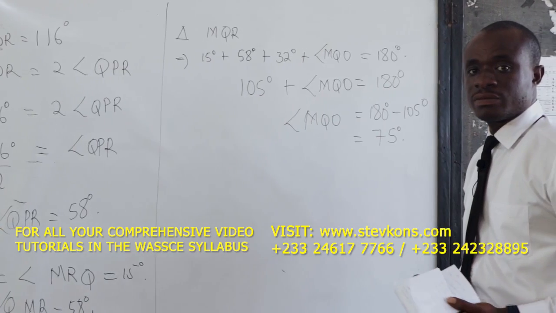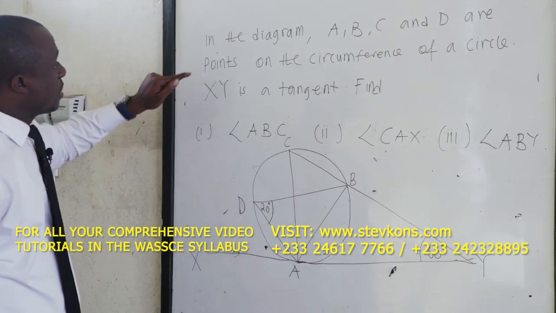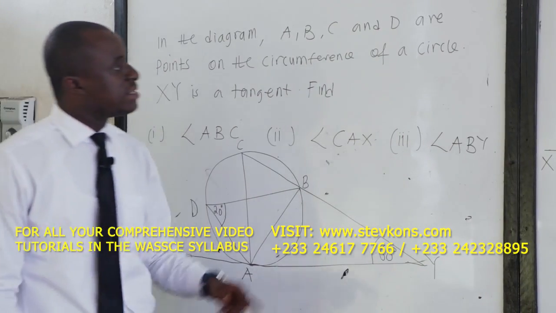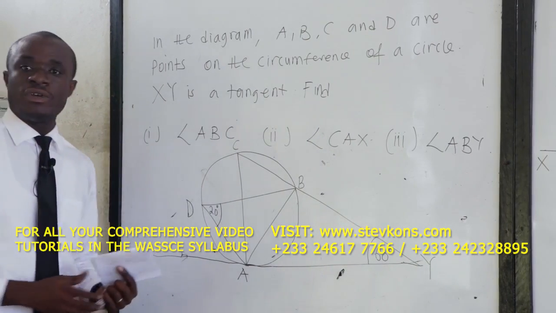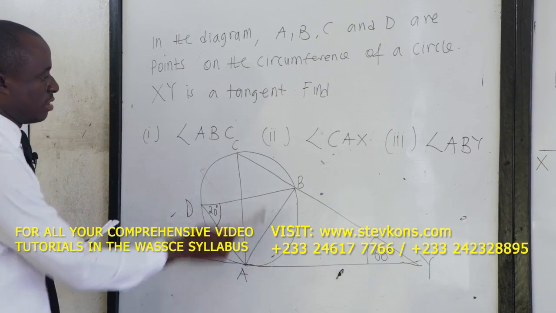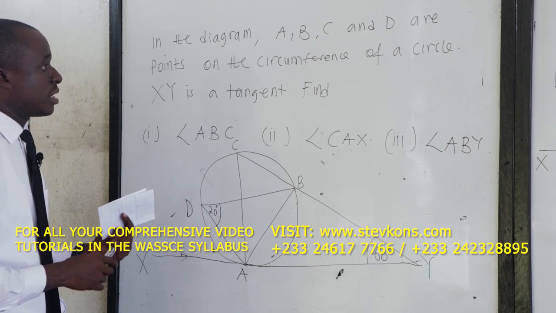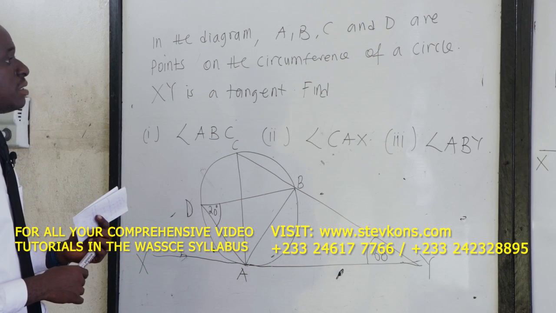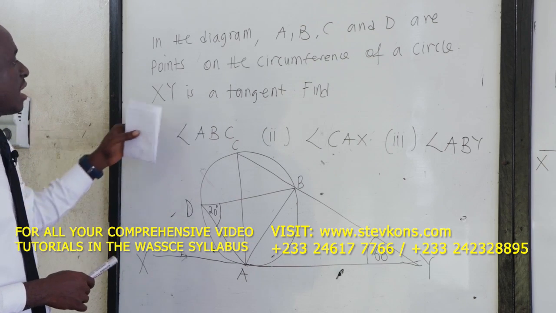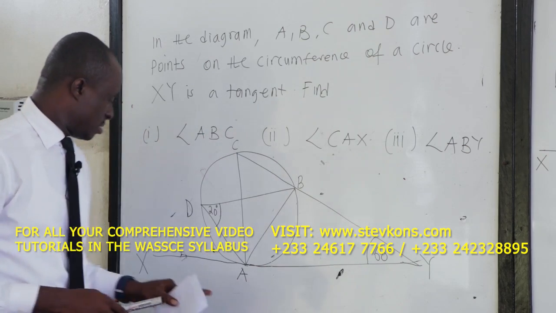and this is 75 degrees. We have been to this part where we have been told in the diagram that A, B, C, and D are points on the circumference of a circle. That is, A, B, C are points on the circumference of the circle. And then we are also told that XY is a tangent.